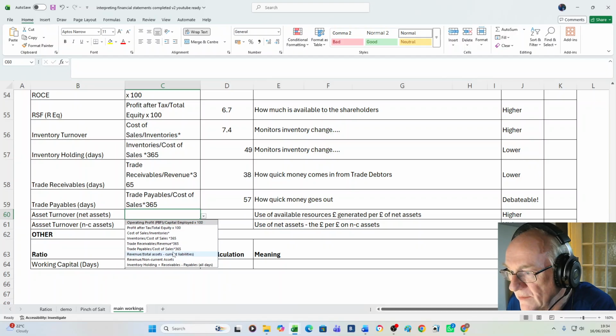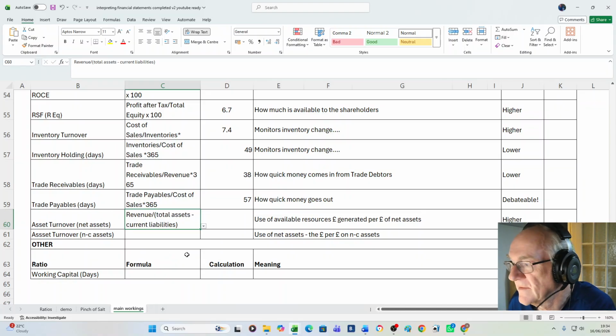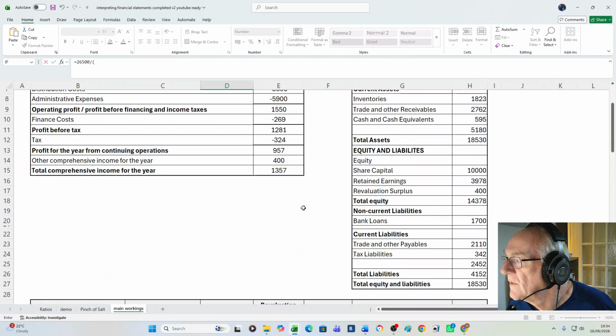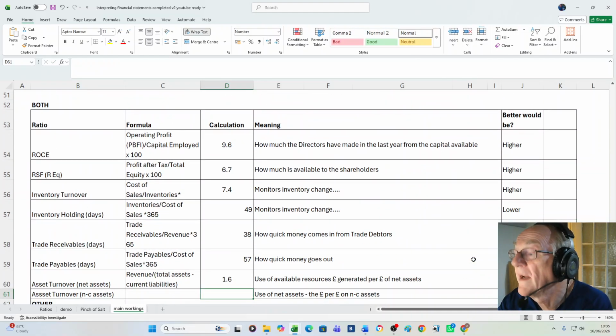So we're going to use the net assets. Now we haven't got the net asset figures on this style of account, so we're going to use total assets minus current liabilities. Right, so the revenue, that one we've seen a few times, divided by, so the total assets figure we haven't used before. So there's the total assets figures, and then minus current liabilities. So £1.60 effectively. So for every pound of net assets, we're generating £1.60.